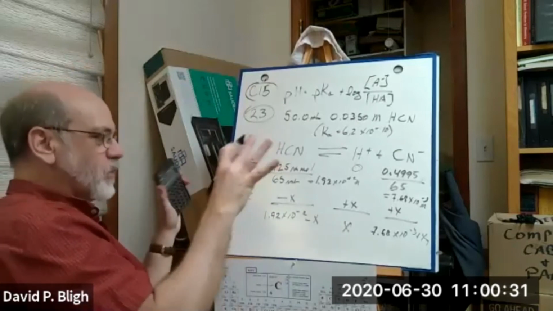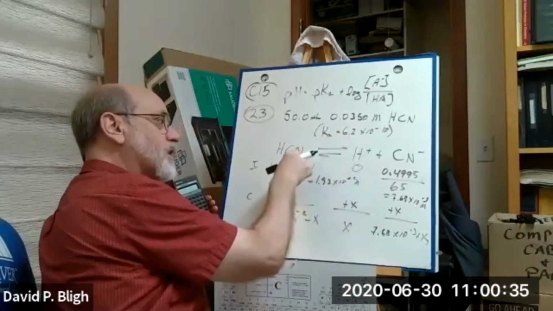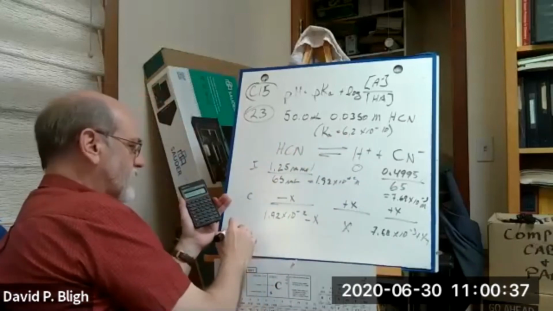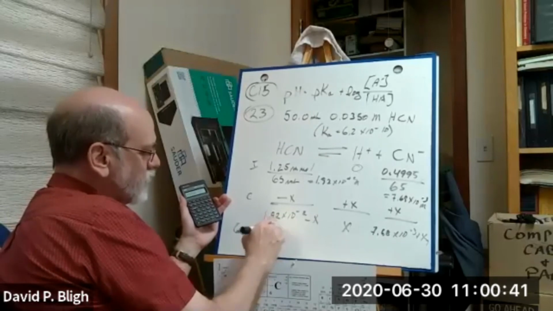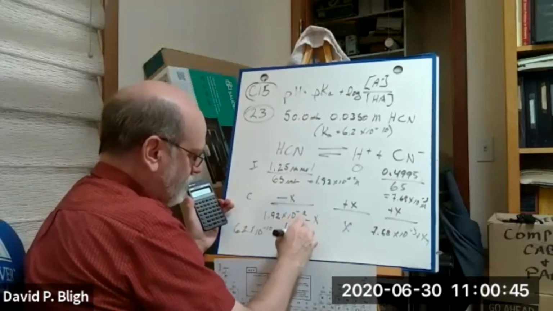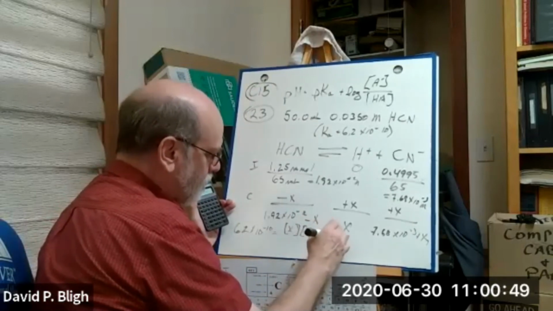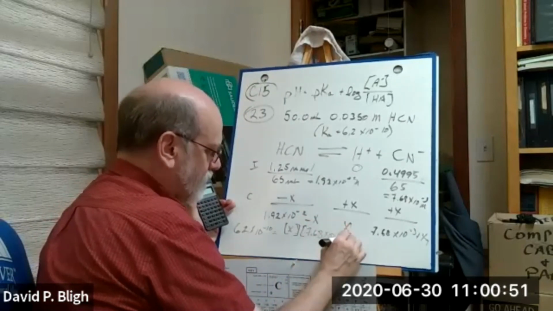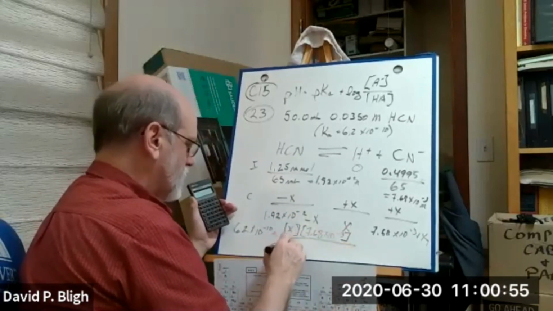So now we need our equilibrium expression, which can be equilibrated to this because we're still talking about the acid, right? So it's 6.2 times 10 to the minus 10 equals that times this, divided by this.